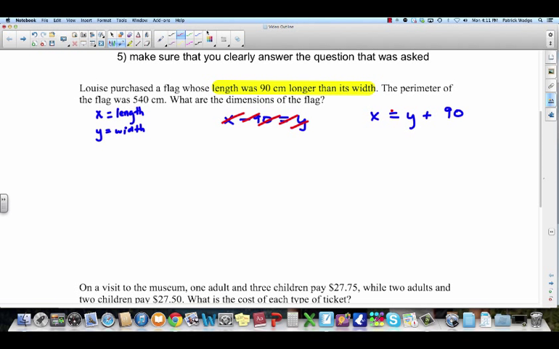I'll go with this one. Alright, what's the other thing we know? We know the perimeter of the flag was 540 centimeters. Now, how do you get the perimeter? Think of a flag here. The perimeter is this side, plus this side, plus this side, plus this side.